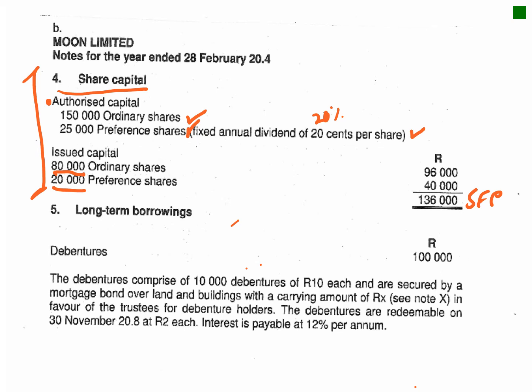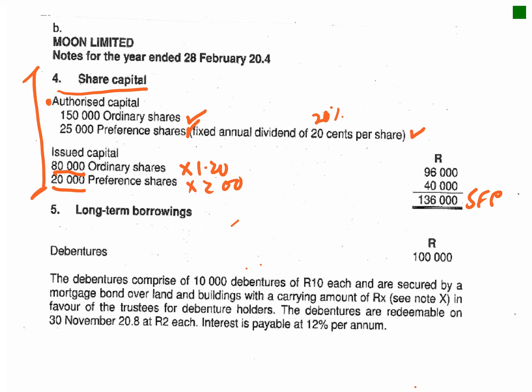The total is 96,000 because that was times 1.20 per share. And the preference share capital, we only issued 20,000 at 2 Rand per share. That gives you 40,000. So the total issued share capital is 136,000. We must always keep our ordinary share capital and preference share capital separate.